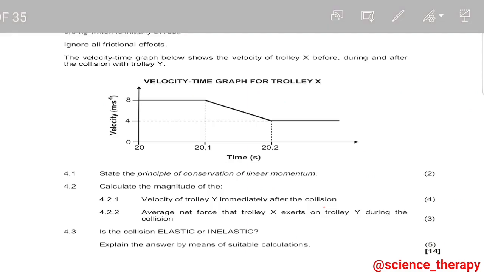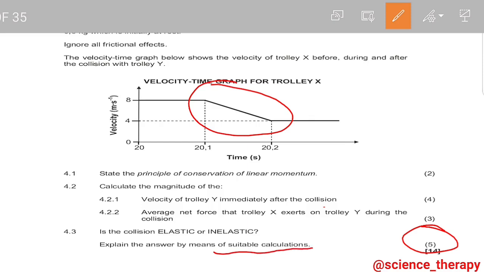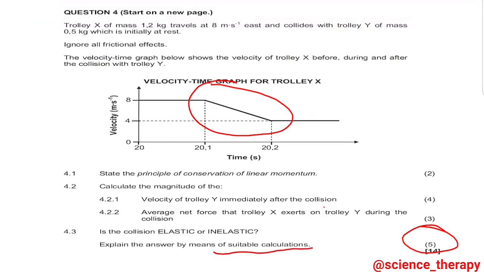Now 4.3 says, is the collision elastic or inelastic? Explain the answer by means of a suitable calculation. Now looking at the graph, we can already see that the collision is inelastic. But now it's a matter of having to calculate, because we cannot just say inelastic and get that whole 5 marks. So we must explain by means of a suitable calculation, right?